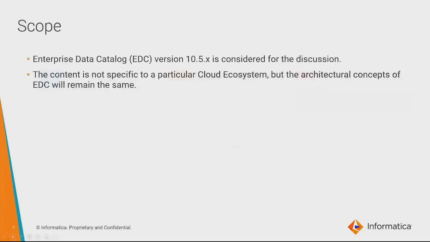Moving on, a few callouts on the scope side. Enterprise Data Catalog, abbreviated as EDC here, version 10.5 is considered for this discussion today. The content is not specific to a particular cloud ecosystem like AWS or Azure, but the architectural concepts of EDC will remain the same if you deploy on any of these cloud ecosystems.